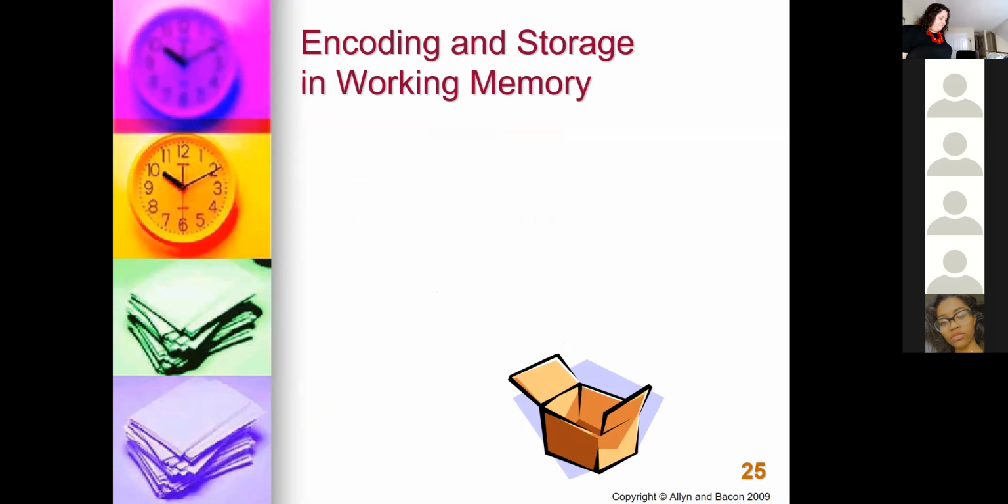Okay. So now we'll talk about encoding and storage in working memory. So we've talked about chunking just a few minutes ago, right? Putting things into easily remembered chunks, like those digits, first 3, then next 3, then last 4 of a phone number.